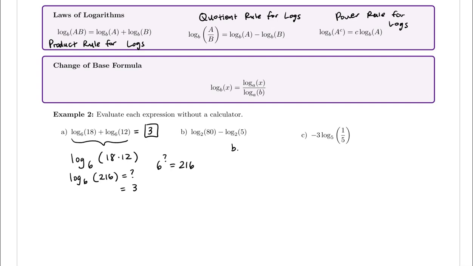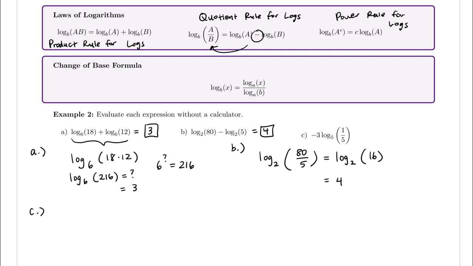All right, for part B, I can use the quotient rule for logarithms, and rewrite that as log base 2 of, because they're being subtracted, I can condense that into a logarithm of a quotient. So we have log base 2 of 80 divided by 5, which is equal to log base 2 of 16. And then we are asking ourselves, what power of 2 gives us 16? And that is equal to 4.